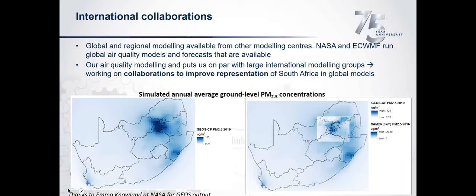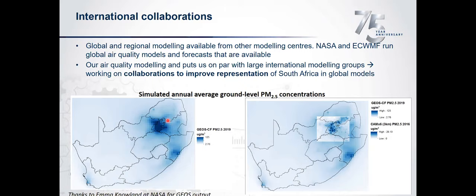So this is NASA's model output, the GEOS model. It's particulate matter, the annual average for 2019. And the reason we needed this was actually for COVID work. When the CSIR was working on understanding where vulnerable populations were, exposure to air pollution could make one more vulnerable to COVID. And so we wanted to give an idea to the Department of Health where this could be. However, we didn't have a national run completed yet. So we asked NASA to provide us with some information, and this is what they provided us.